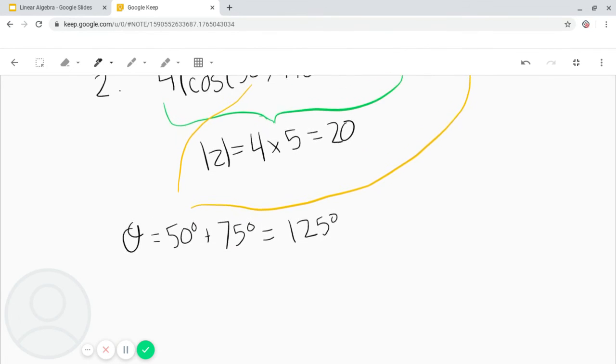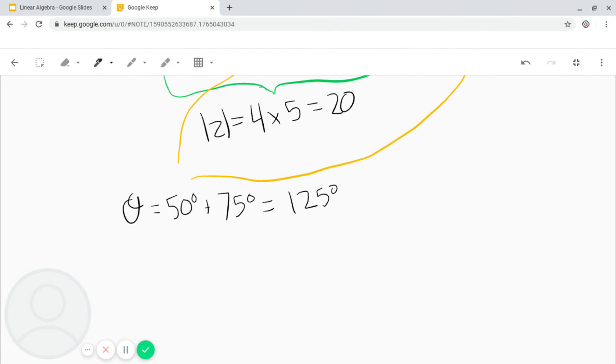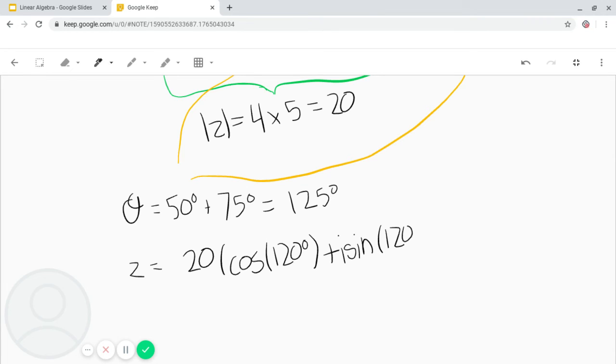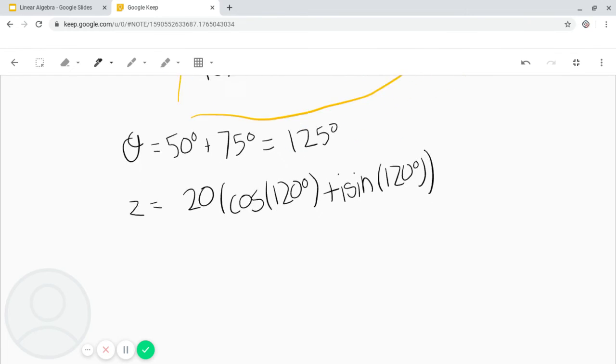So then we simply get z equals 20 cos 120 degrees plus i sine 120 degrees. And that is that. All right.